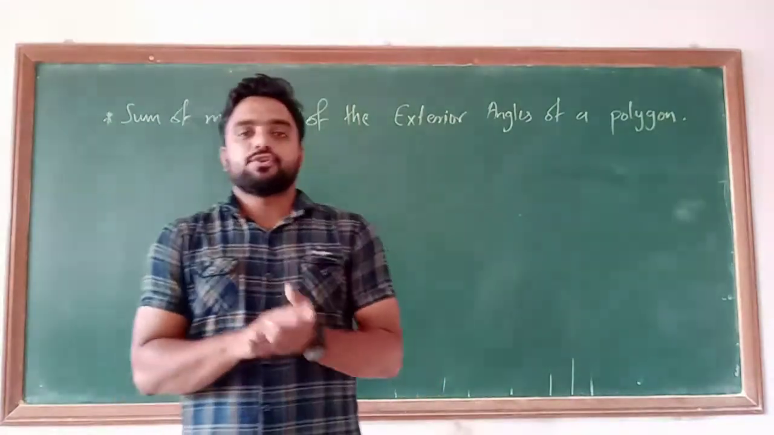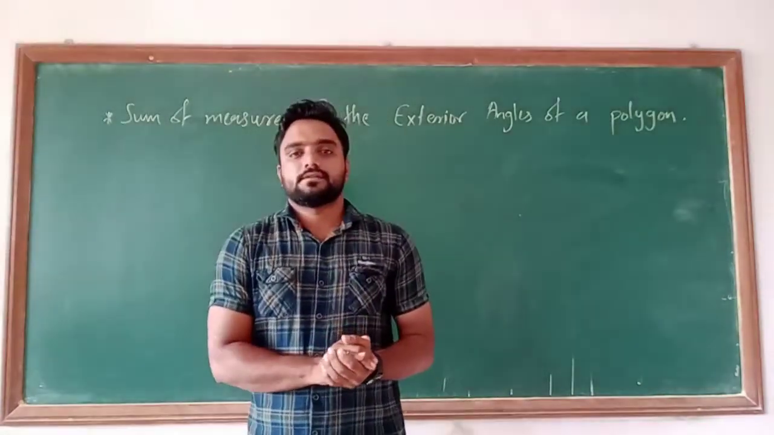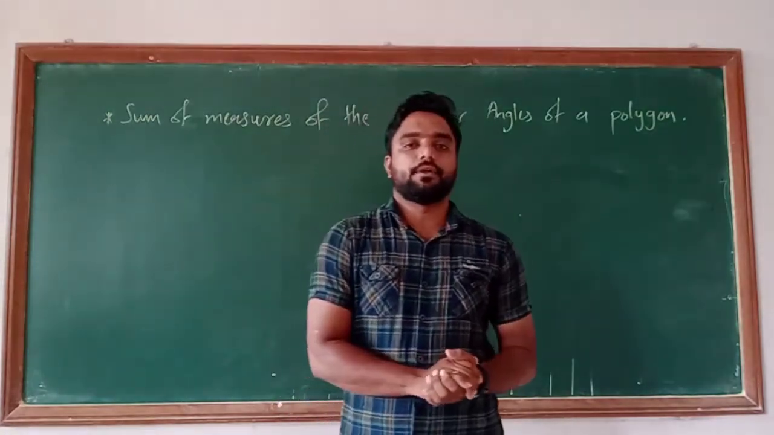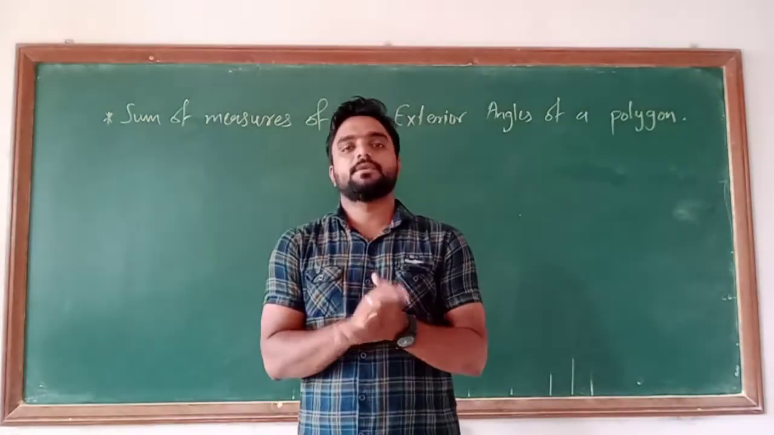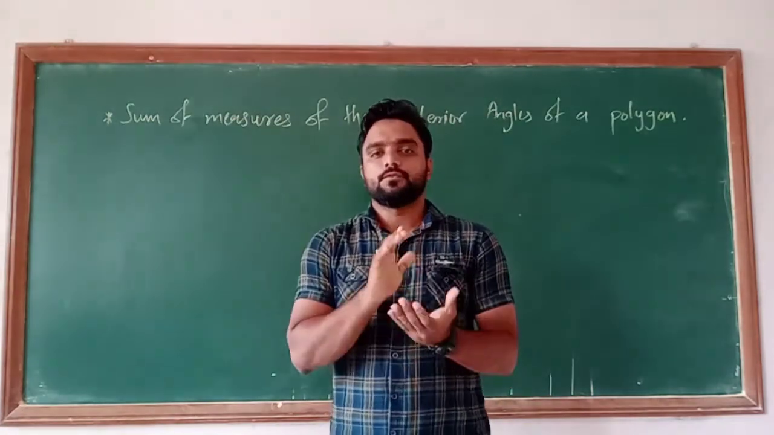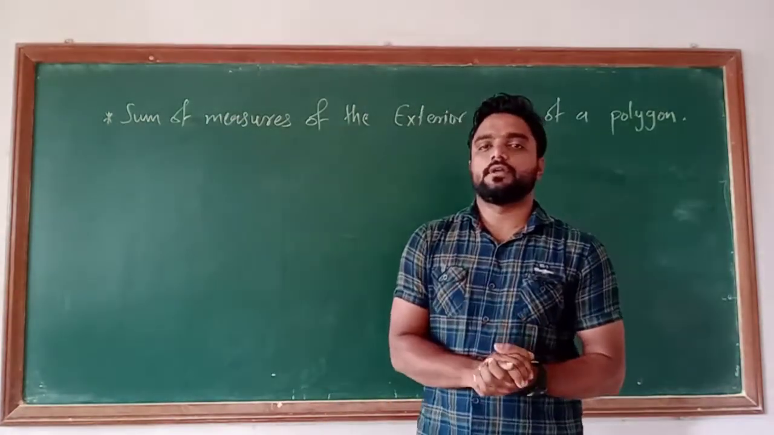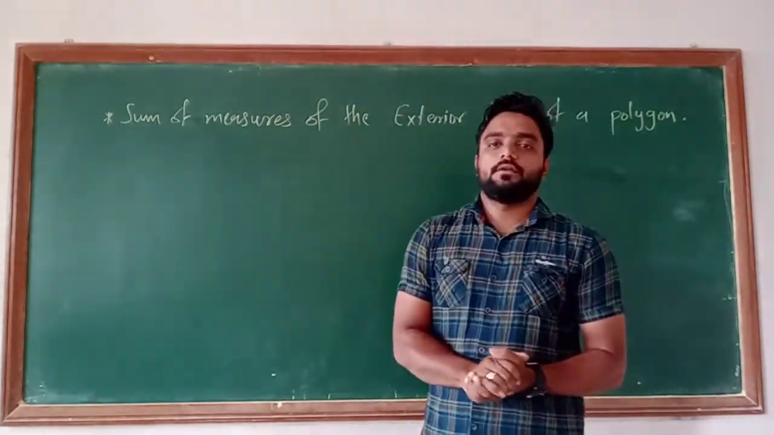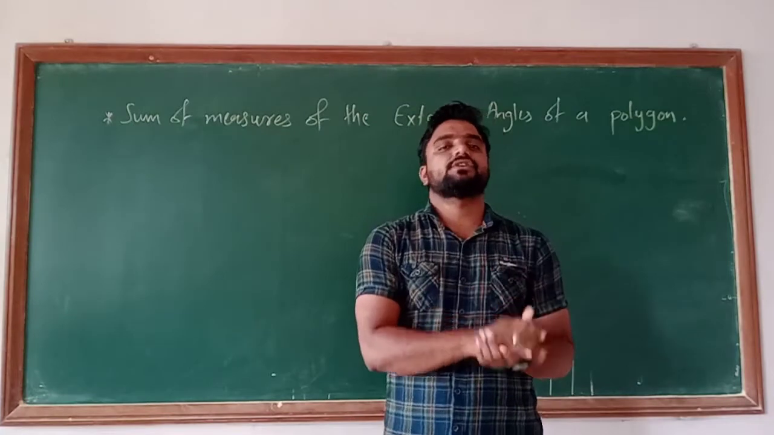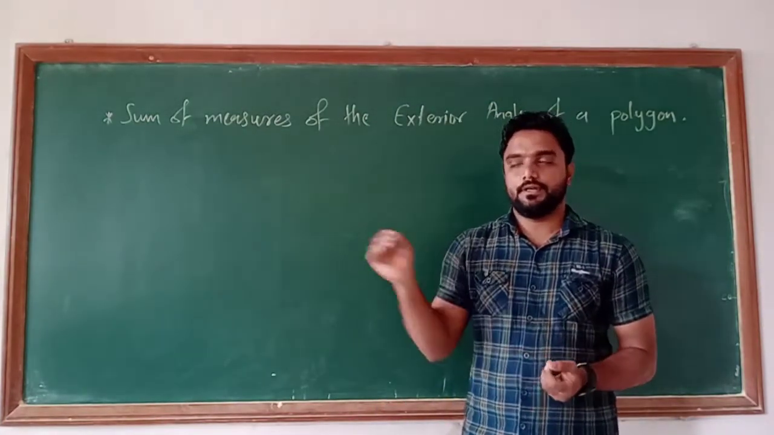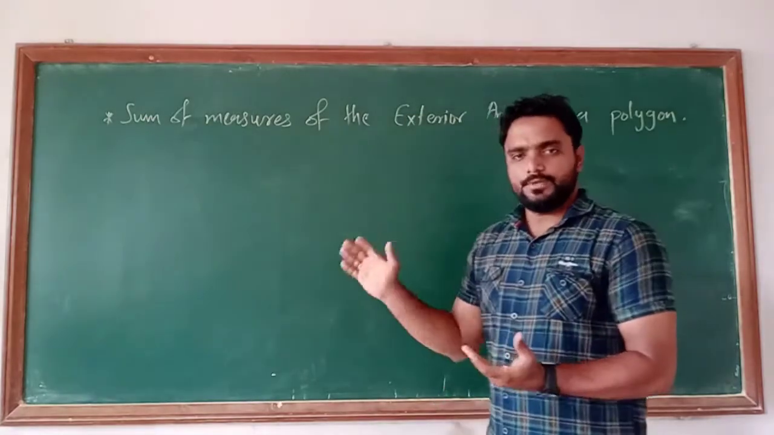Now the summation of all the angles, that is all the exterior angles of a polygon, is how much? 360 degrees. Always keep this in mind. Means whatever polygon is given to you, the summation of all the exterior angles of that polygon, the angles outside the polygon, is how much? 360 degrees. Okay, so I will explain on the basis of an example.